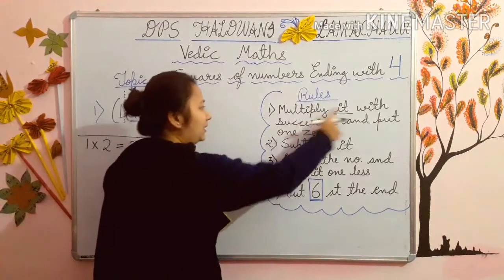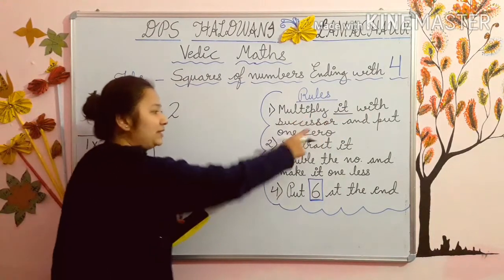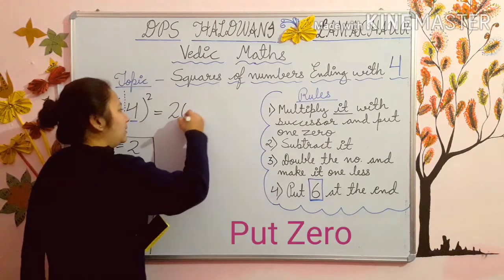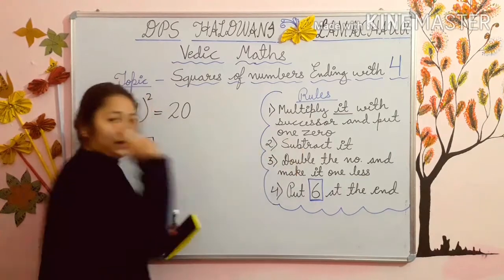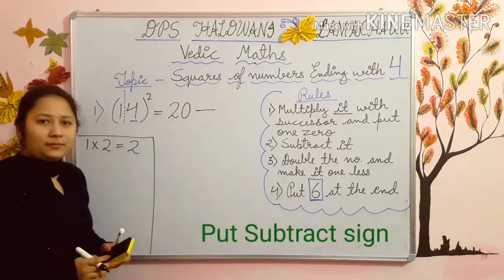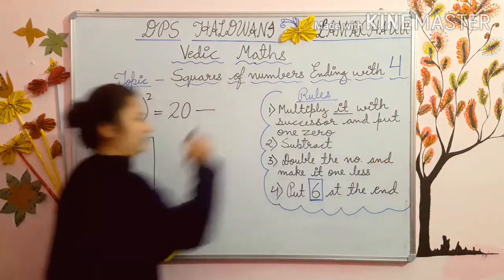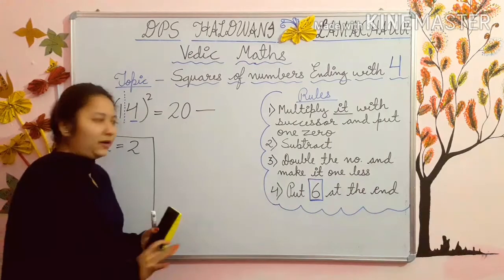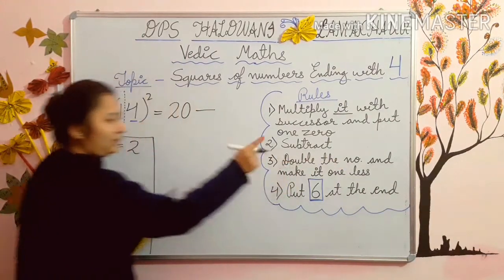Now you can see, multiply it with successor. Multiplied. Now put 1 0. Put 1 0. Now subtract it. The second rule is subtract. Or we can write here only subtract. Fine. Now your third rule is double the number and make it one less.